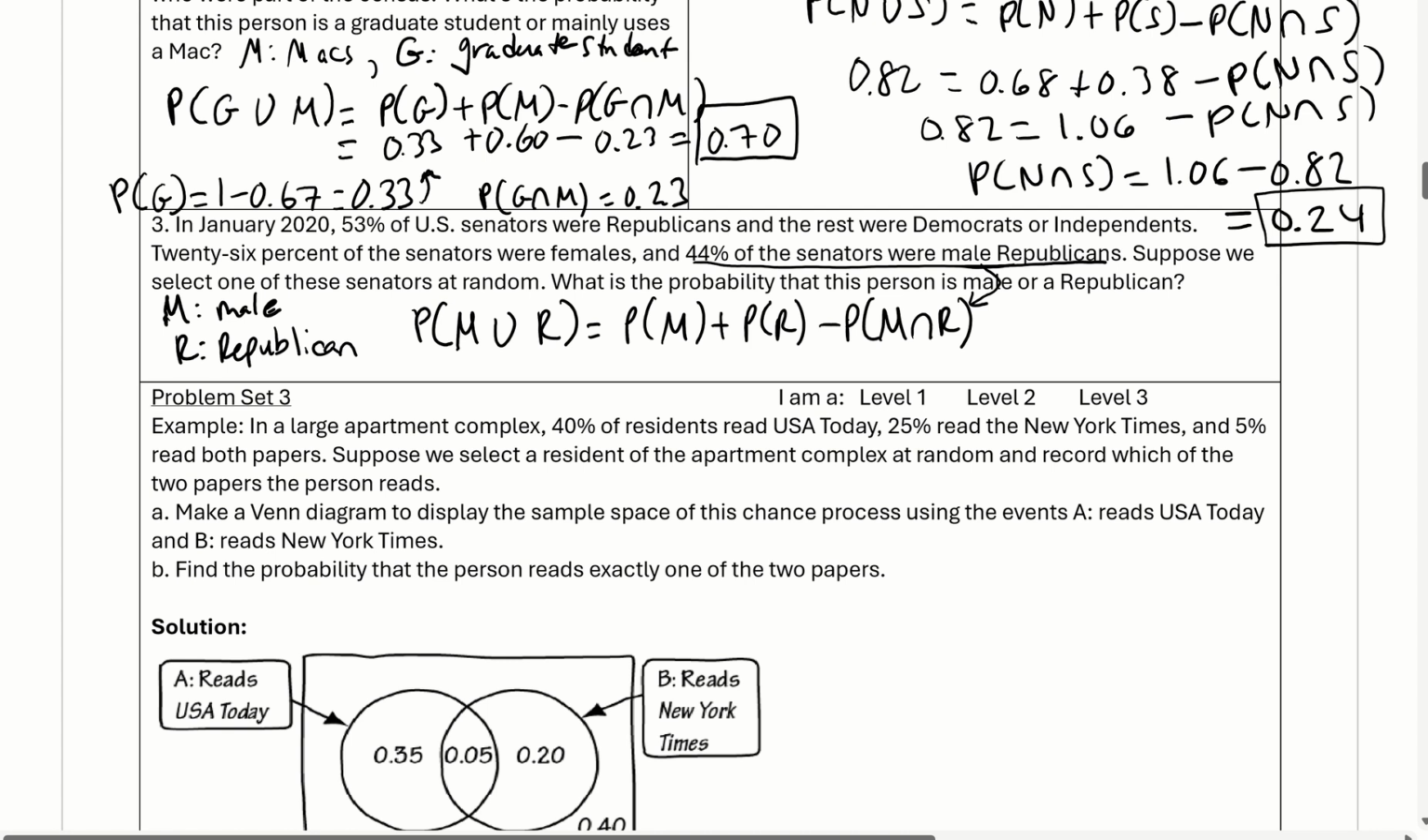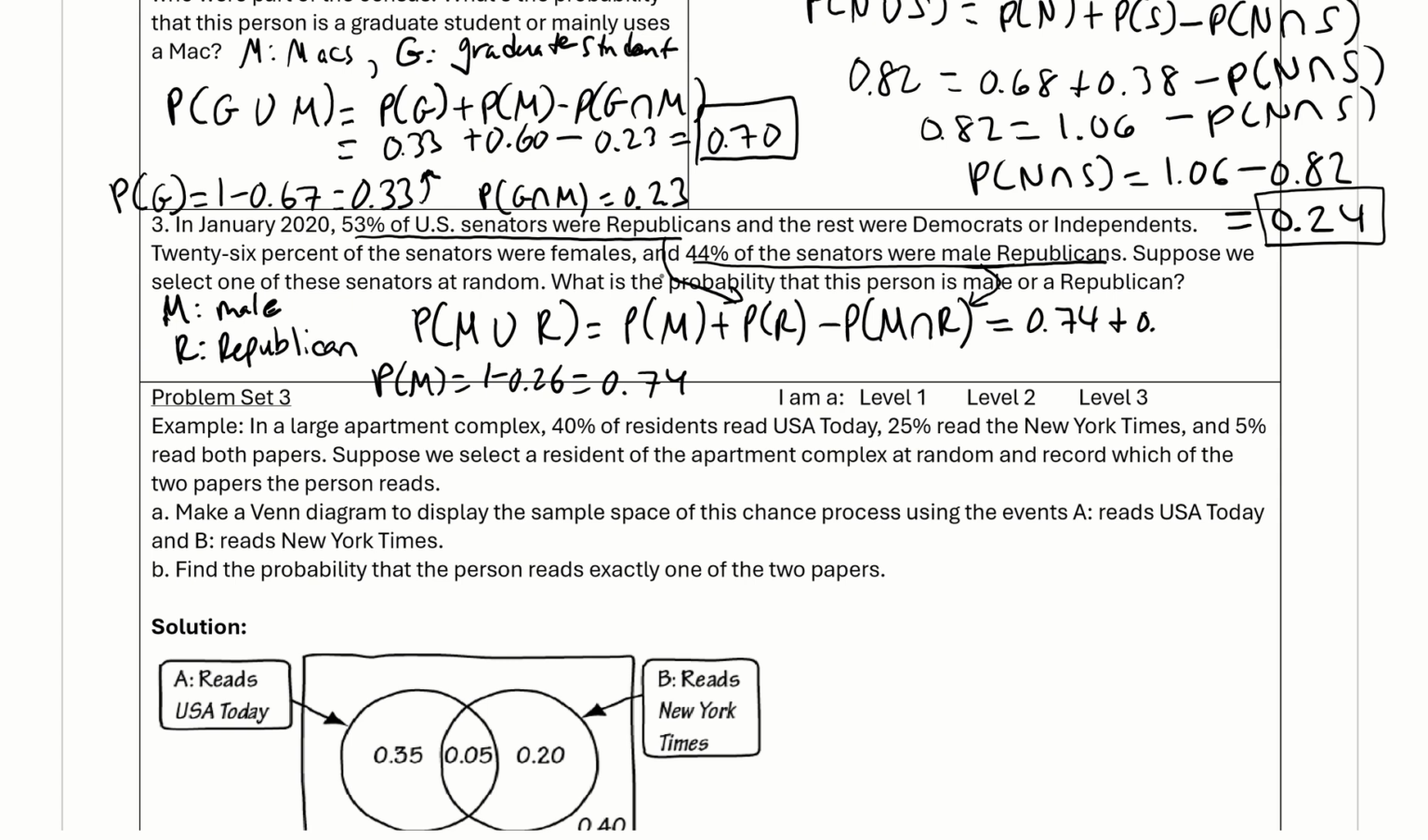Then the probability of male has to be 1 minus 0.26, so 0.74. So 74% were male if 26% were female. 53% of U.S. senators were Republicans, so that's what they said right here, and that's going to be R. All right, so here we go. We have 0.74 plus 0.53 for Republican minus male Republicans, 0.44. And we do the math there.